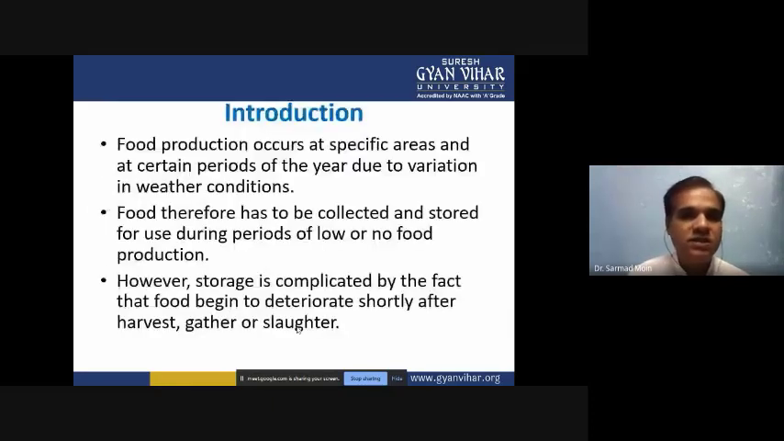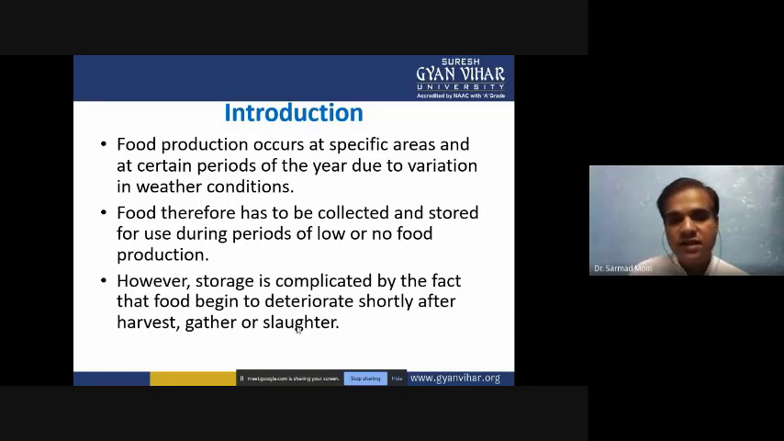Now food production is a very specific area, and nowadays there are many bigger multinational companies in food production. These multinational companies are preparing our packaged food, and we utilize this packaged food for our daily needs. So food therefore has to be collected and stored for use during periods of low or no food production.